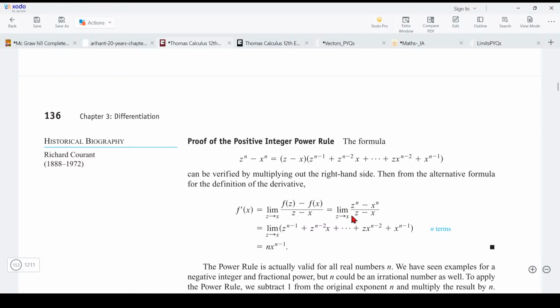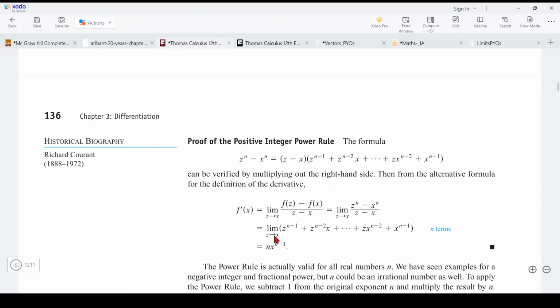So then what happens to this one? We can write it like this, right? z power n. If f of x is x power n, then f of z is z power n, right? Minus f of x, which is x power n, over z minus x, which is nothing but this, right? Because this by this is actually equal to this.